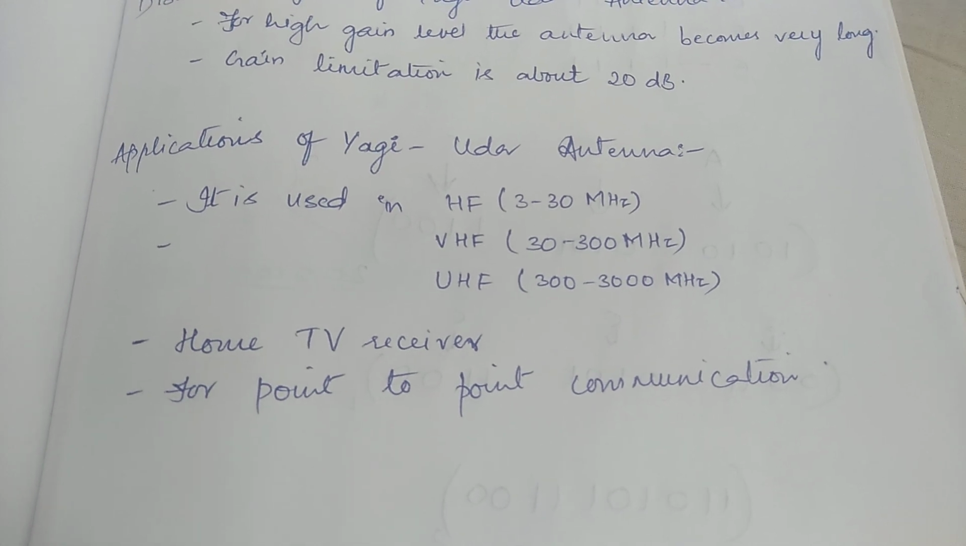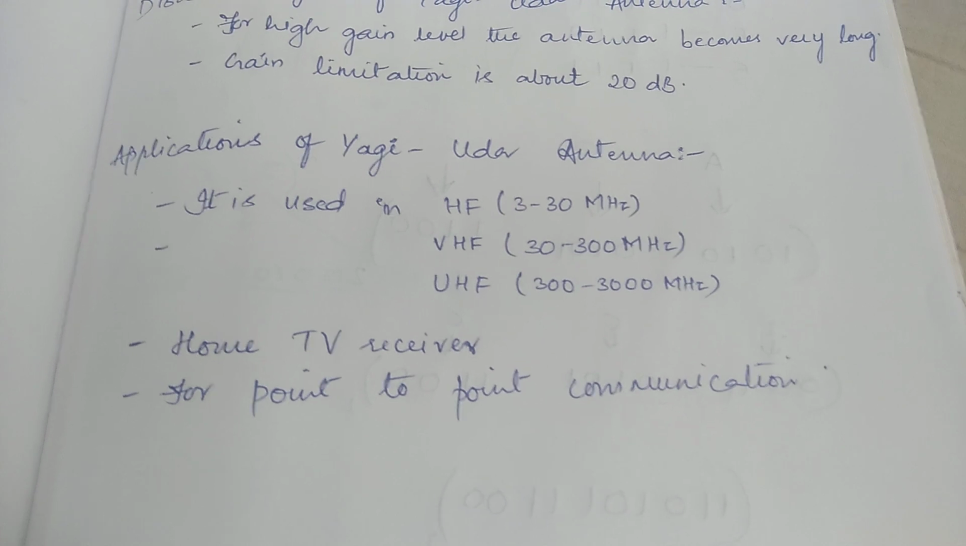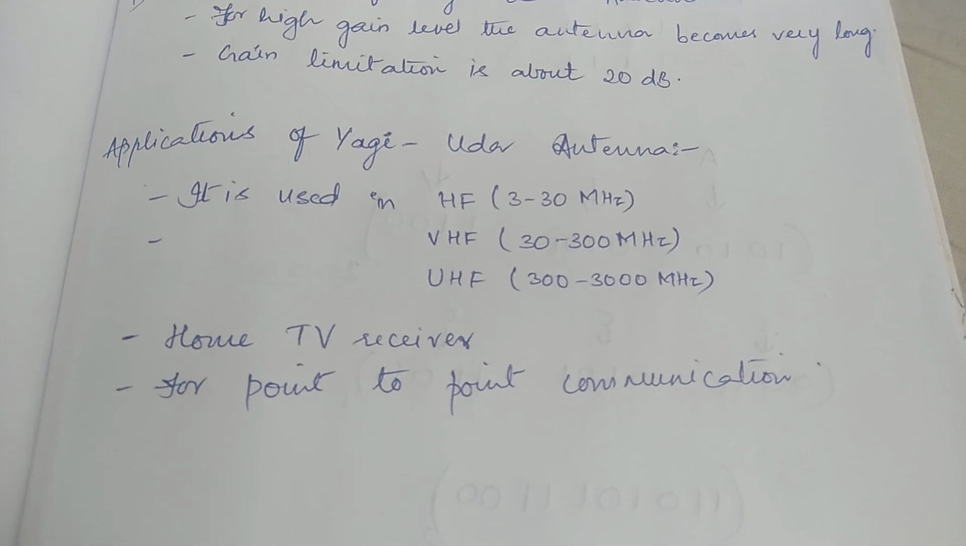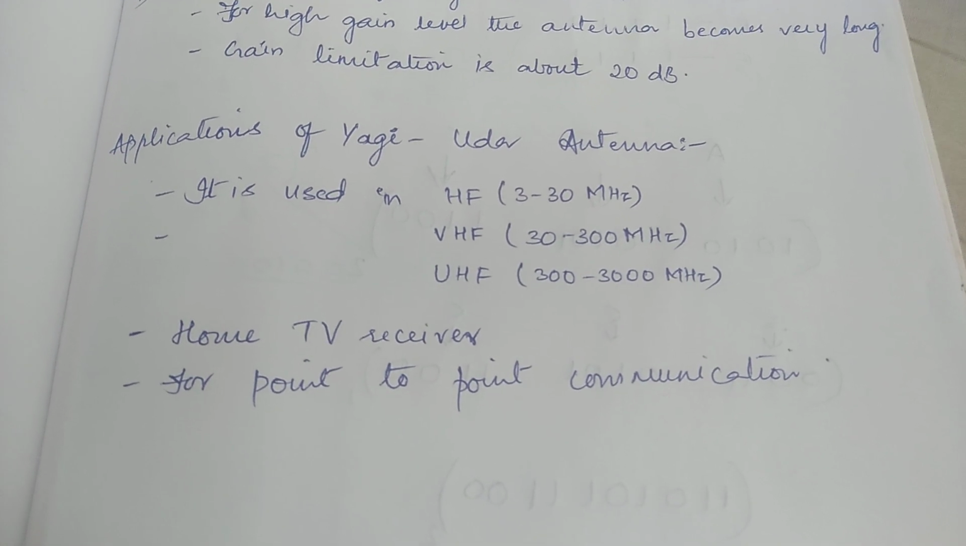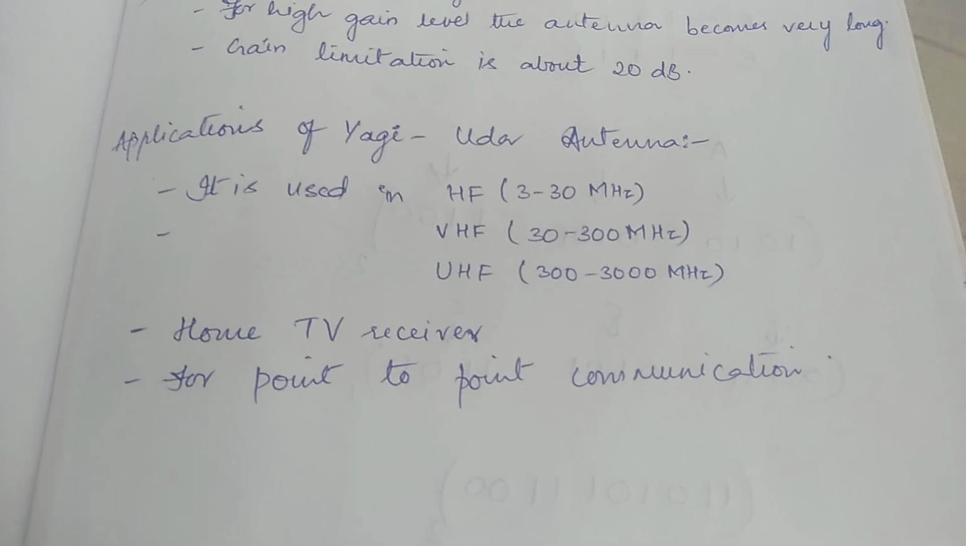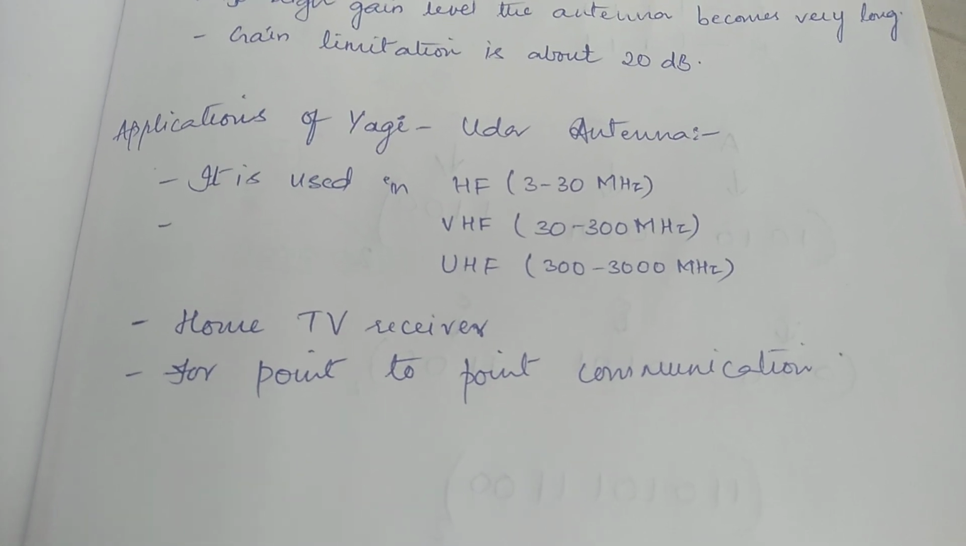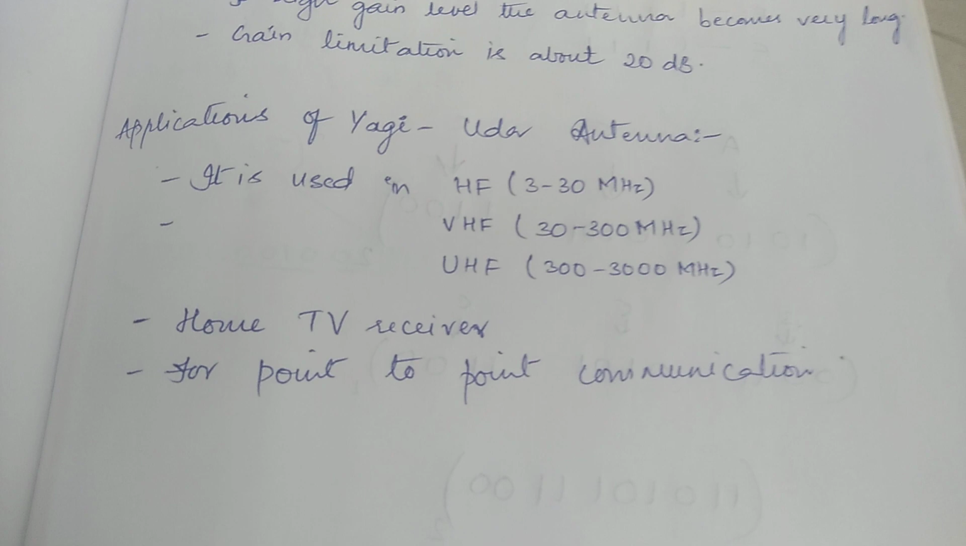The last topic is applications of Yagi-Uda antenna. It is used in multiple frequency ranges. First, in high frequency range that is 3 to 30 MHz, very high frequency range 30 to 300 MHz, and ultra high frequency that is 300 to 3000 MHz. It is used in home TV receiver and for point to point communication.